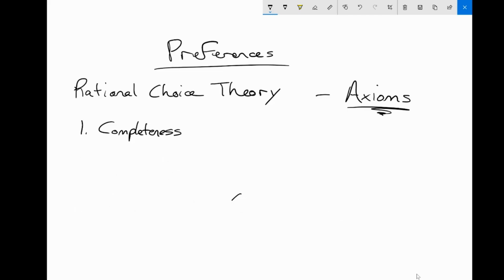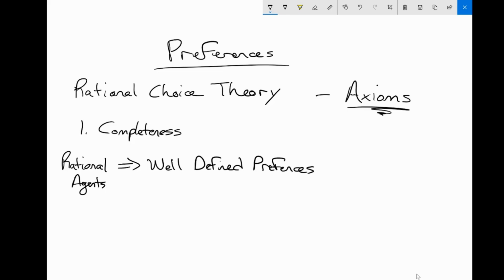Let's start with completeness. What is completeness? Now, remember when I talked about rational agents, I said that rational agents have well-defined preferences. Well-defined. What does that mean? What does it mean to have well-defined preferences?